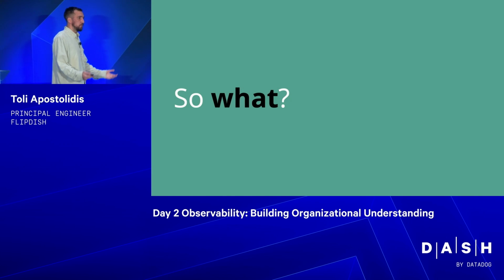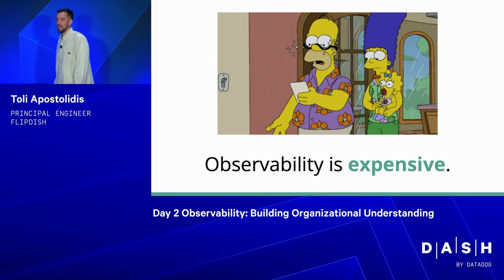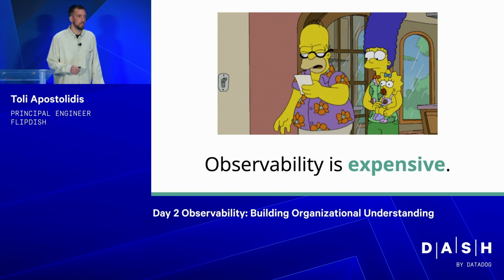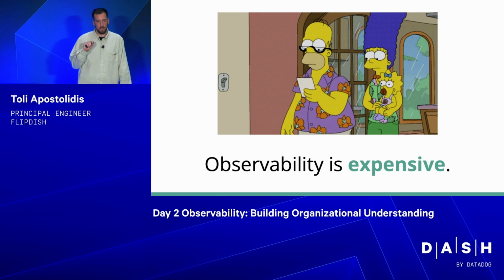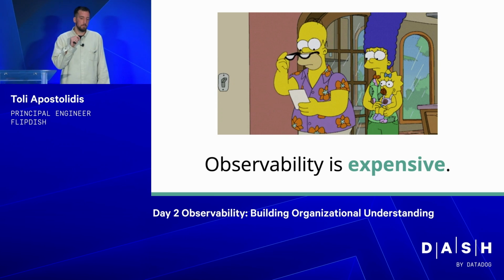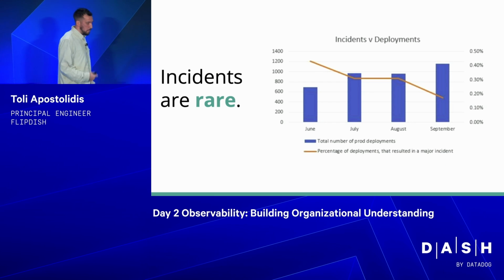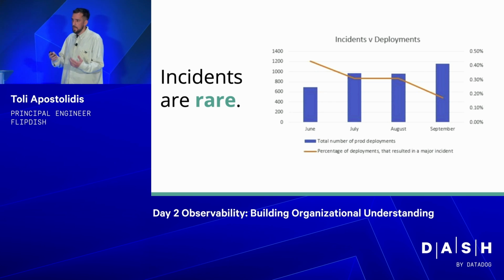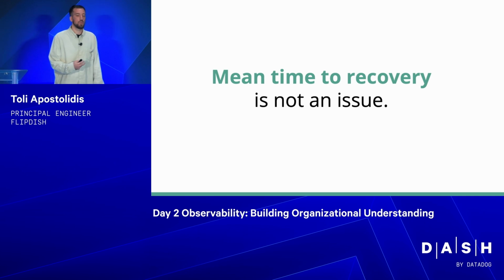So you might wonder, well, why does all this matter? Because, as I mentioned earlier, observability is expensive. Just an interesting nugget of information, our Datadog bill was more expensive than our AWS bill, because we're entirely serverless, so that kind of makes sense, but it is expensive. But on the flip side, incidents are rare. We did have incidents, but we didn't have that many. And also mean time to recovery is not an issue.